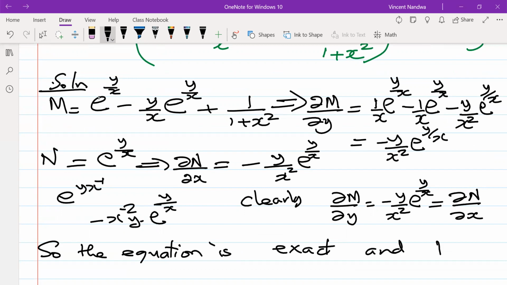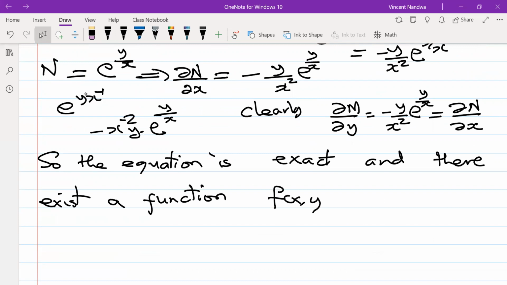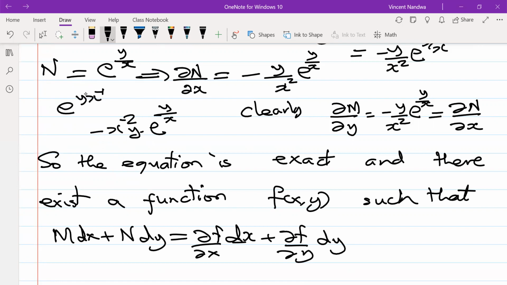And there exists a function f of x comma y such that M dx plus N dy equals partial f partial x dx plus partial f partial y dy.